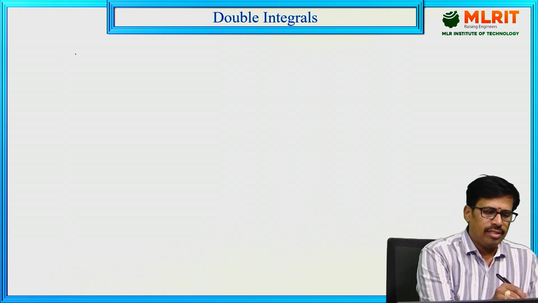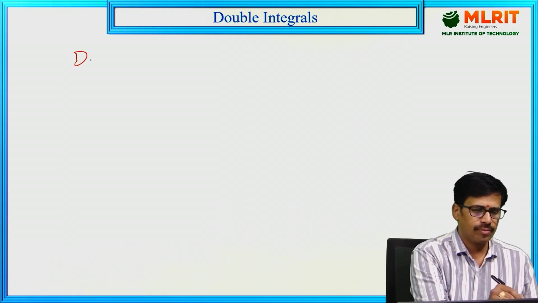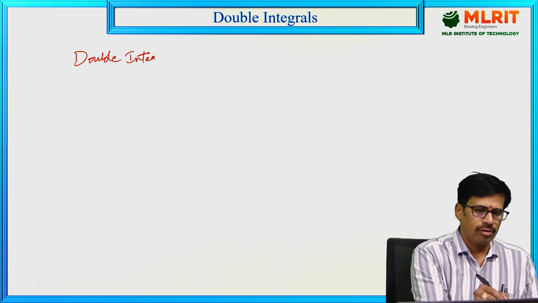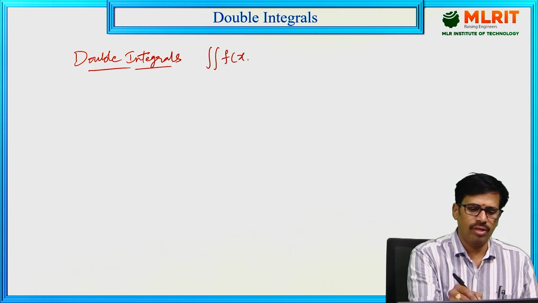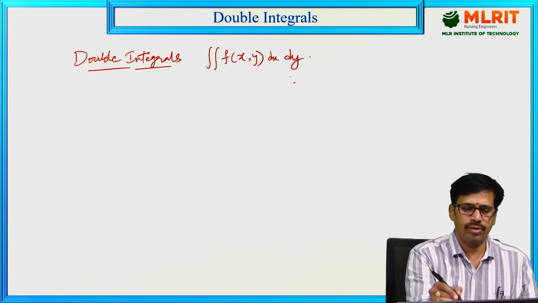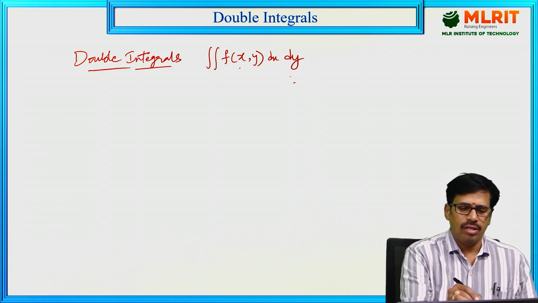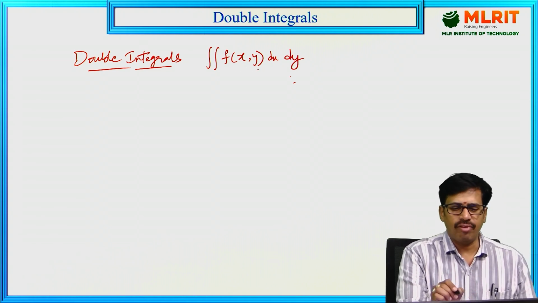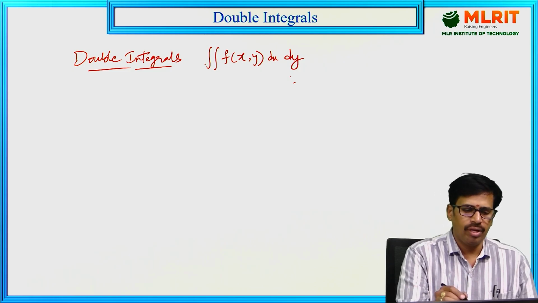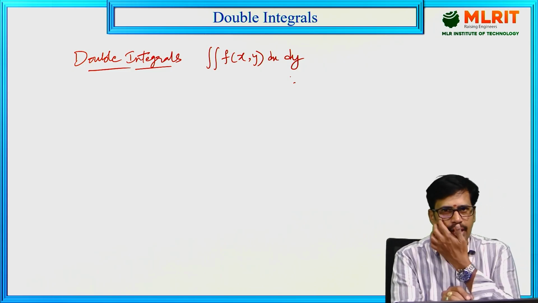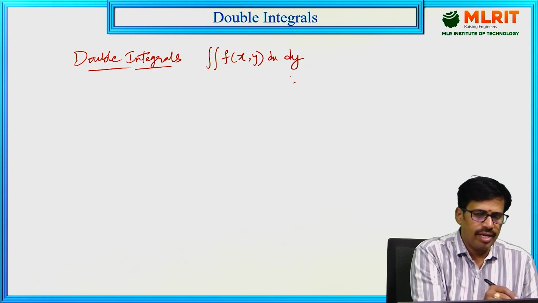So double integrals are generally represented with the double integral of some function of x and y, dx dy, right? f is a function of two variables x and y, so we denote this double integral with this. We can represent this geometrical meaning in different cases.